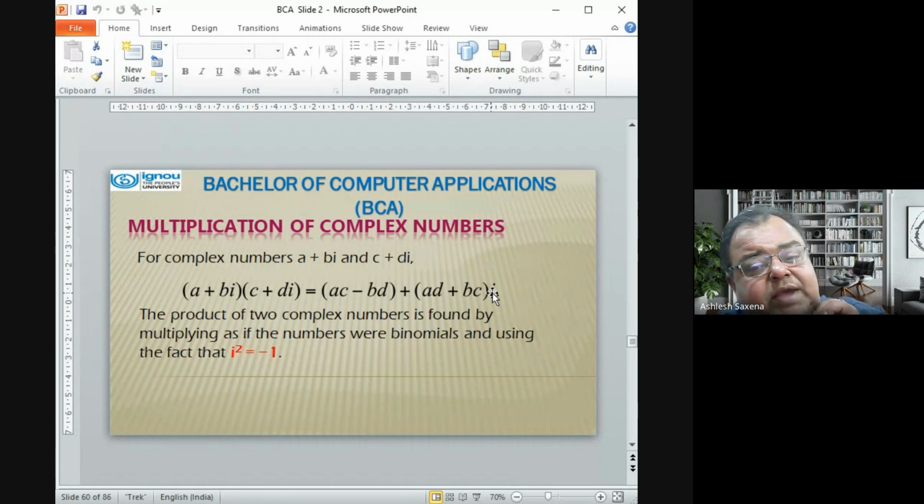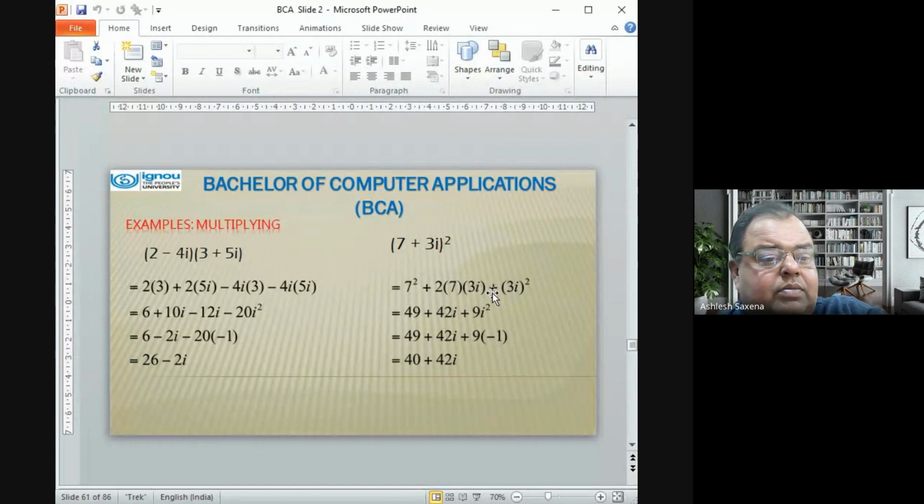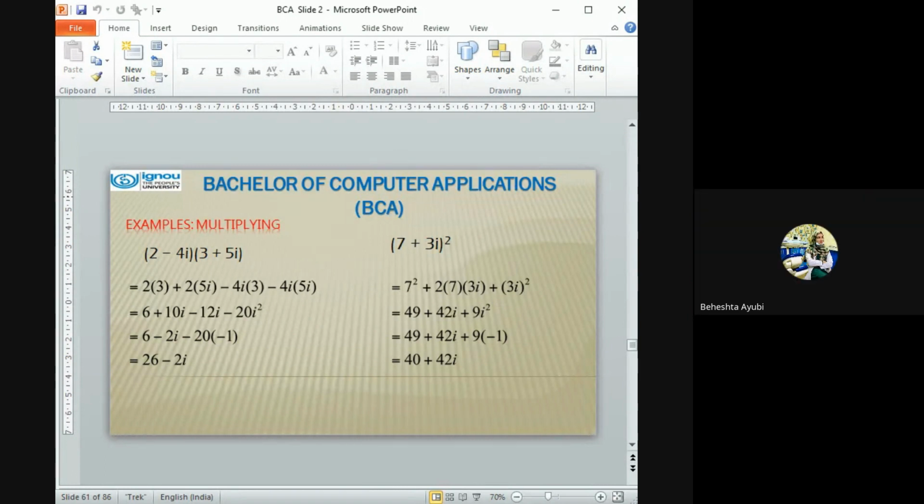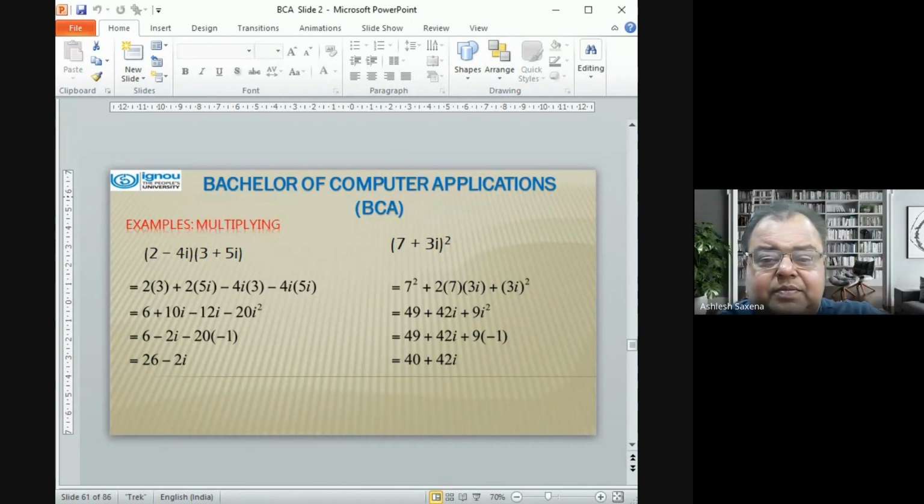We have to keep in mind that when we are multiplying, we will get i square. So i square will be straight away transformed to minus 1. Now see, I want any one of you to explain to me how this has been done. Can I explain, sir? Yeah, okay.